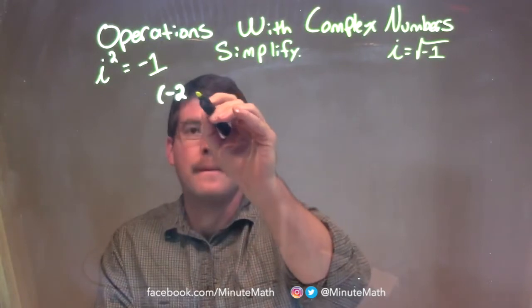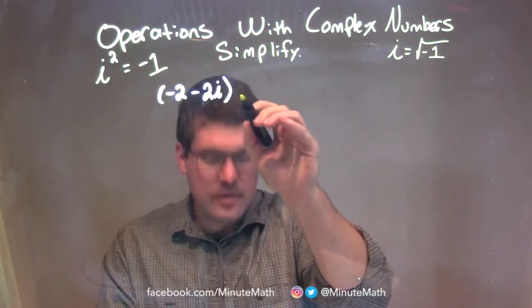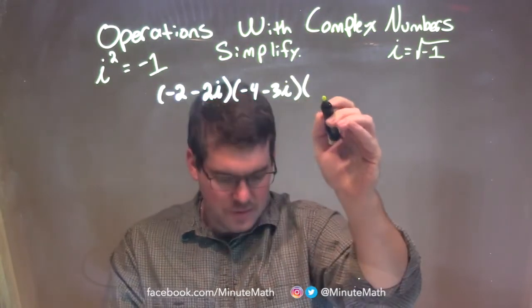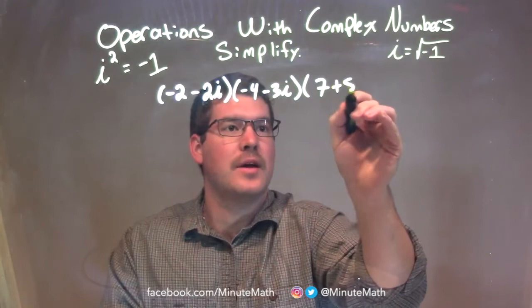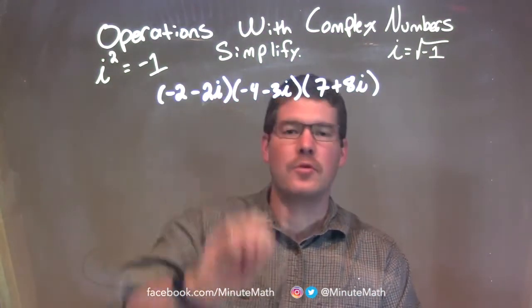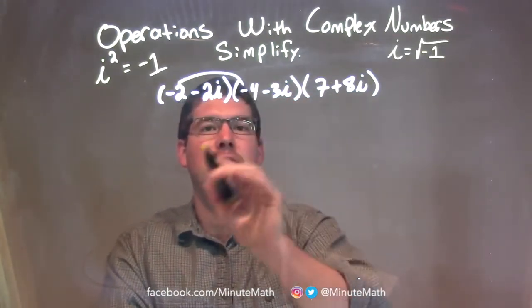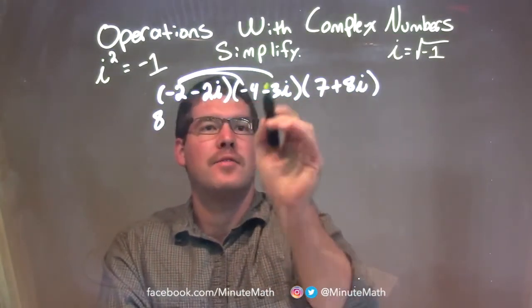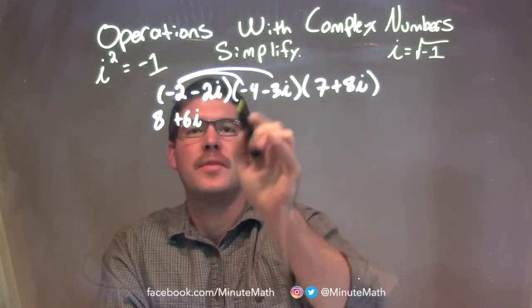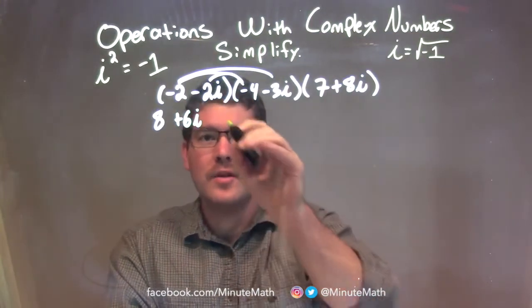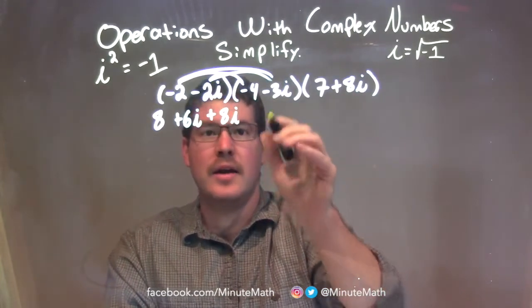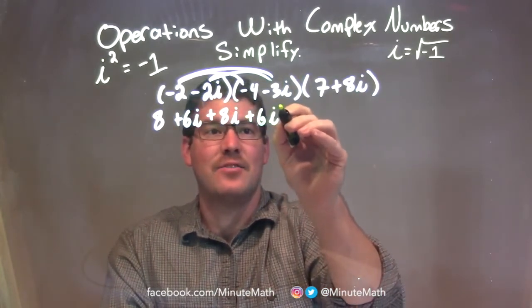Negative 2 minus 2i times negative 4 minus 3i times 7 plus 8i. Well, what I'm going to do here is deal with the first two parentheses, multiply them out. Negative 2 times negative 4 is a positive 8. And negative 2 times a minus 3i is a positive 6i. Negative 2i times a negative 4 is a positive 8i. And negative 2i times a negative 3i is a positive 6i squared.